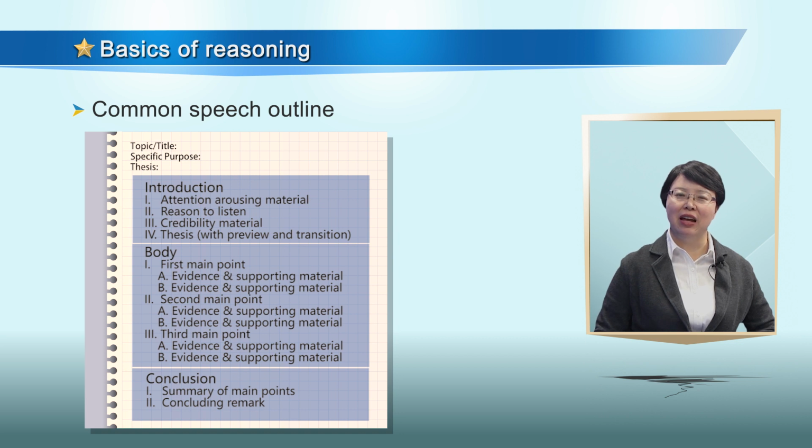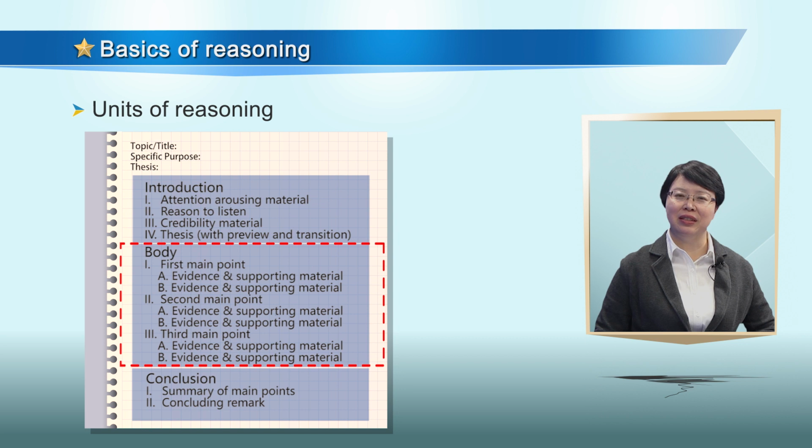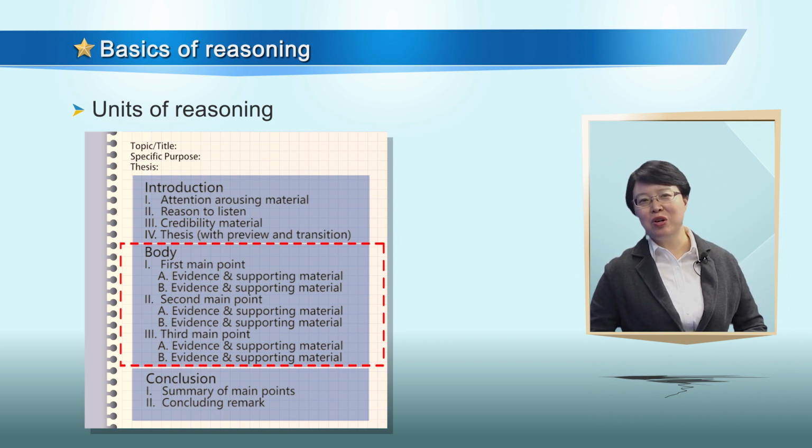If you look at it closely, you see units of reasoning in the body section. That is, a main point followed by evidence and supporting material. Why? Reasoning should be adequate. If one piece of evidence is not enough, you need to add more. We'll talk about this in the following unit. Here, I want to emphasize one thing: a strong argument is based on units of reasoning.